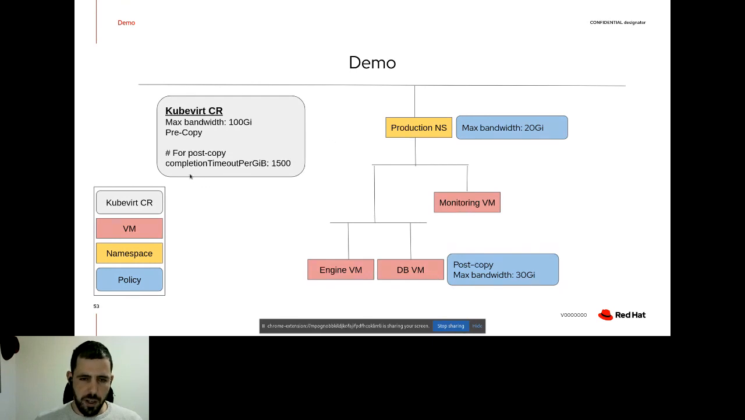And just a quick word about this configuration, which I didn't mention, is basically the amount of time we have to wait per gigabyte until we're transferring into post-copy migration. Basically, for the demo purposes, we can just accept it as it is.